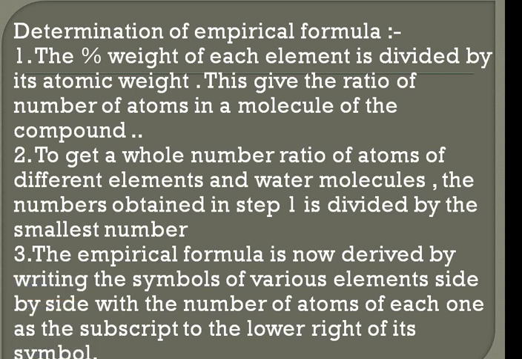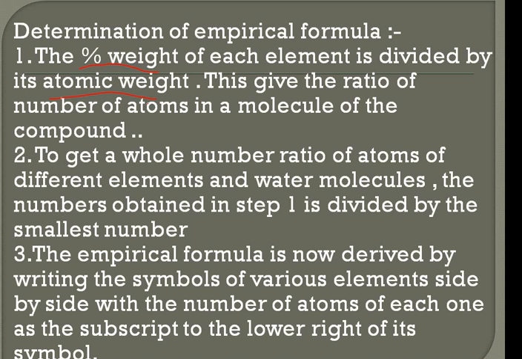With the help of percentage of weight, a few rules are there, and you will understand these rules by taking an example. But first we go through the rules. First, the percentage weight of each element is divided by its atomic weight. Your percentage weight is given in the question, and you divide that percentage weight by the atomic weight of that element. Atomic masses of the elements from 1 to 20 you already know and need to learn, but the remaining atomic masses they provide you in the question, so don't worry about that.